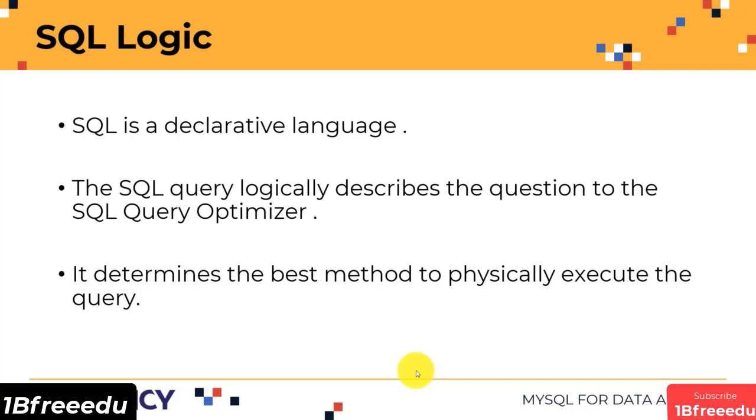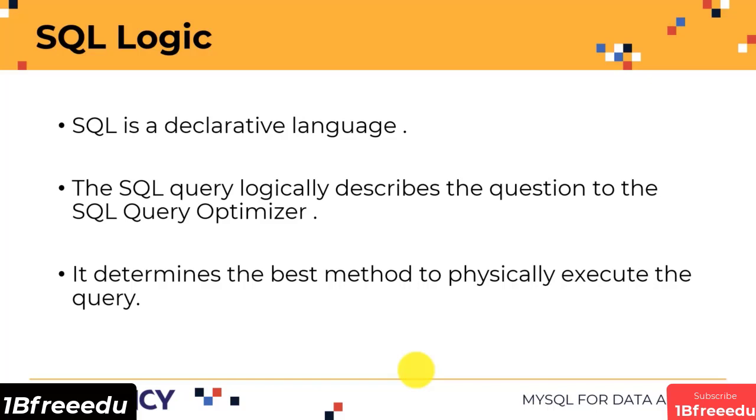A little bit about SQL. SQL is a declarative language. But what does this mean? SQL is a high-level programming language. Do you remember us talking about the similarity between SQL and English? Well, I'm not saying they're one and the same, but the way SQL works and why it's a declarative language is that the queries logically describe the questions to the SQL query optimizer.